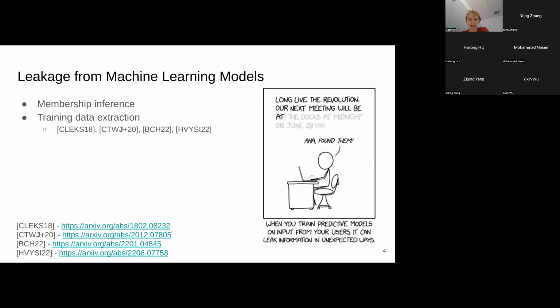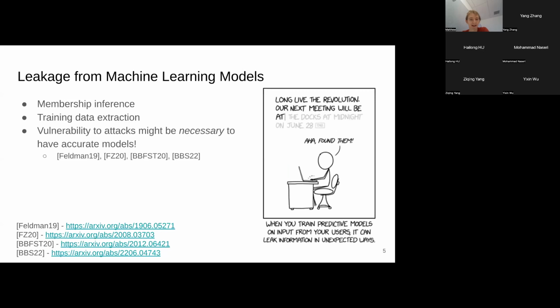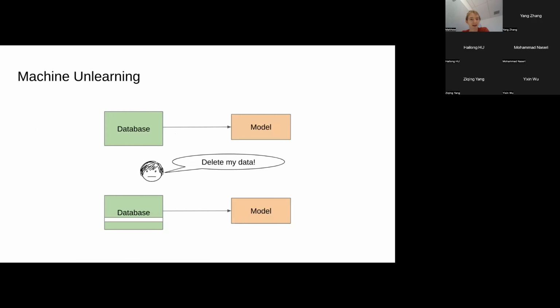And there's also an interesting line of work showing that you might need to be vulnerable to these kinds of attacks in order to have accurate models. So it's a worrisome situation. One way that regulation and folks have decided to counteract this privacy risk of training on data is allowing users to delete their data from a data set that was used to train a model. So you train a model on some big database, and then a user comes along.